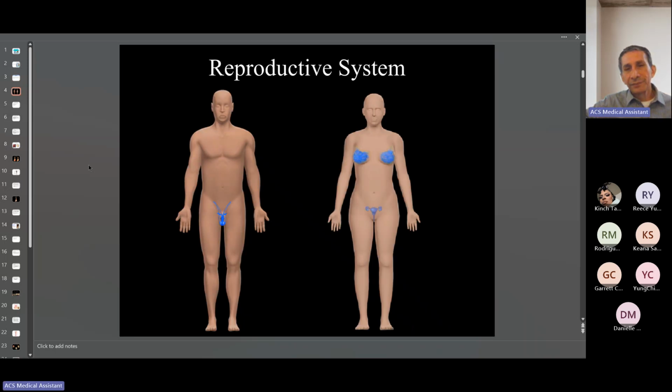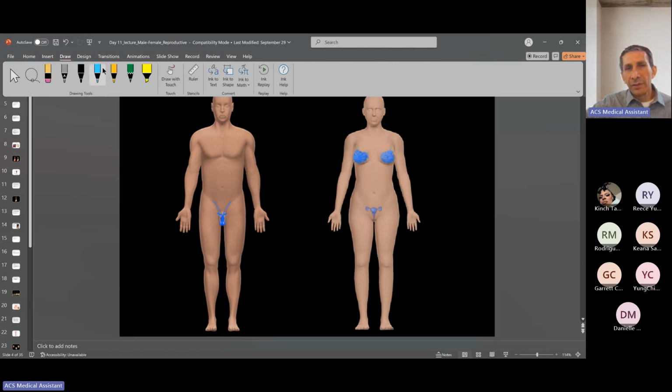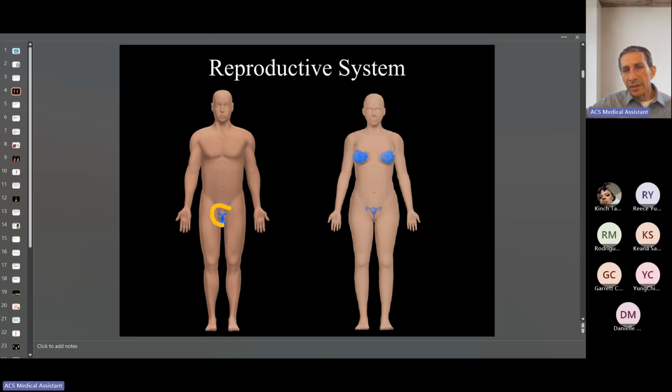So here we have the male's reproductive system. As you can see on these images, it has to do with this part right here that we're going to be discussing later on. The female has this structure in the pelvic area, plus the female has the breasts, which are developed differently than the male's. Males have breasts, but they're not developed as in females. So that's basic, and the function is totally different.